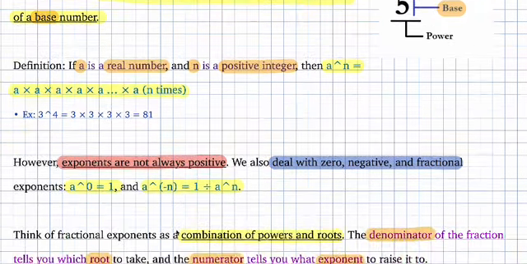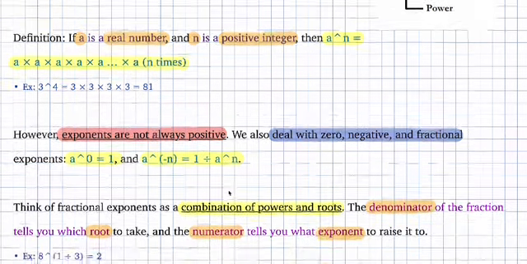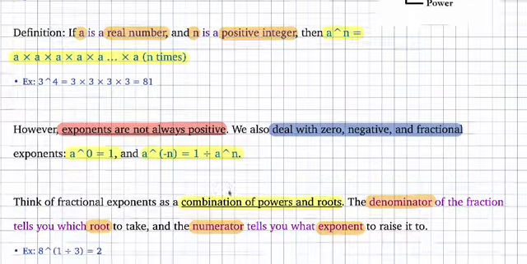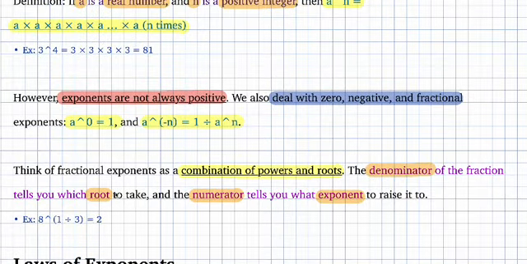A to the power of 0 is 1, no matter what a is, and a to the power of negative n is 1 divided by a to the power of n, which means we take the reciprocal of a to the power of n. Think of fractional exponents as a combination of powers and roots.